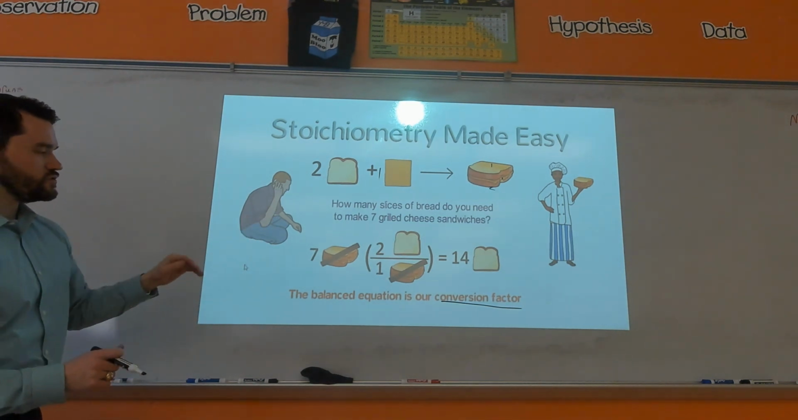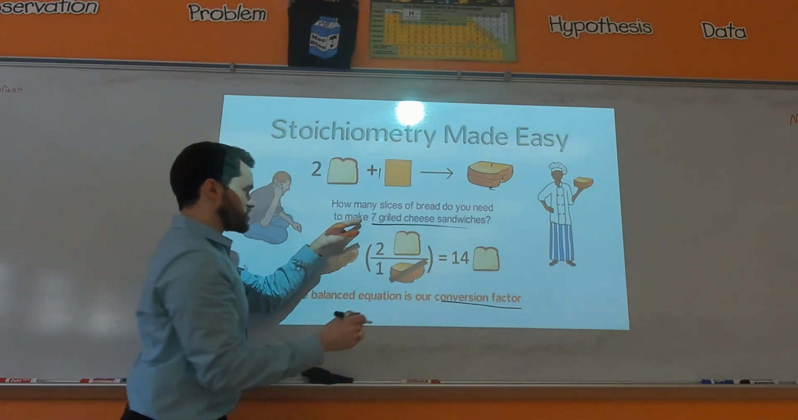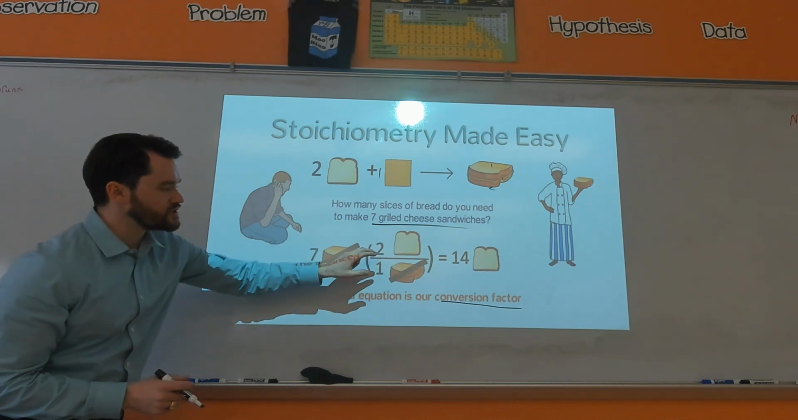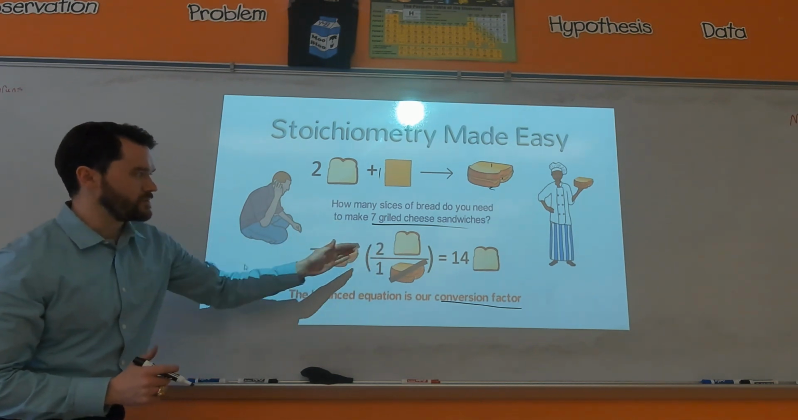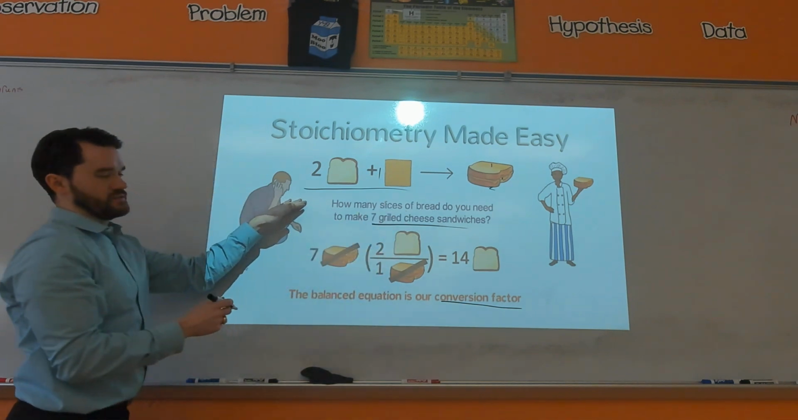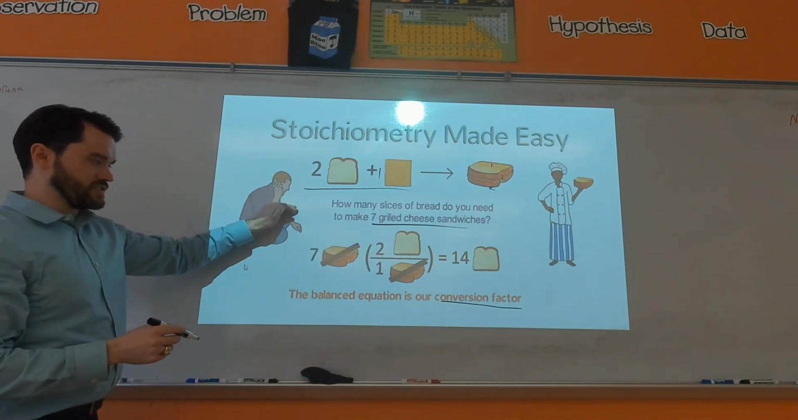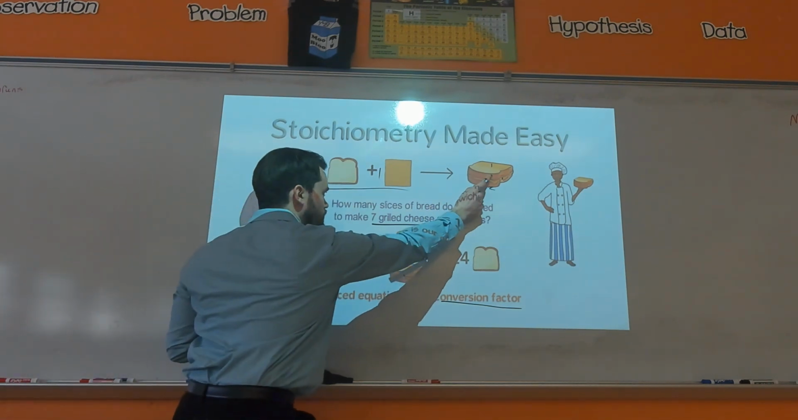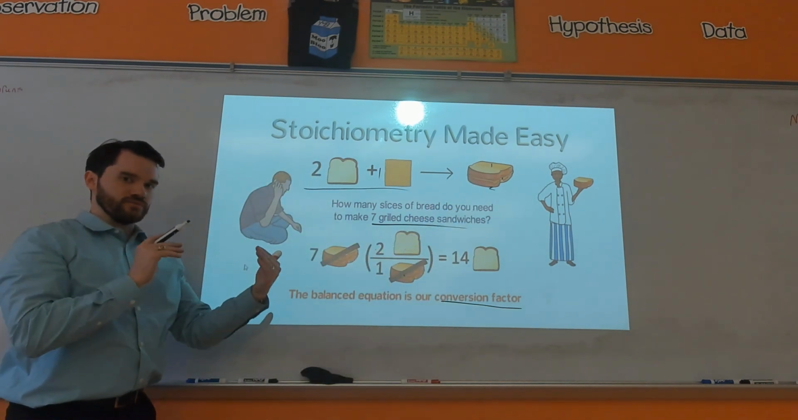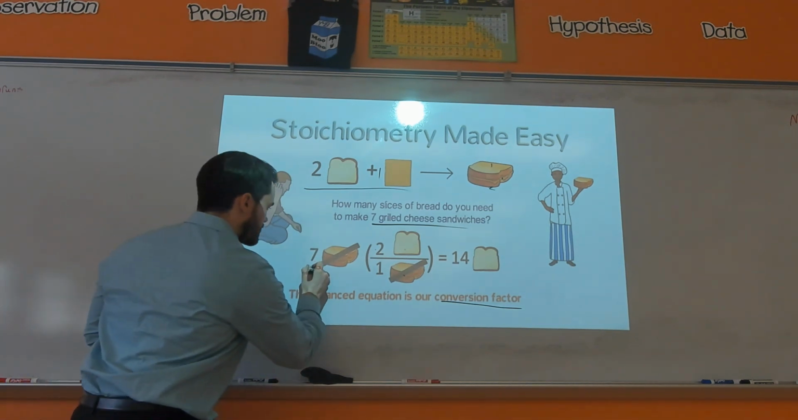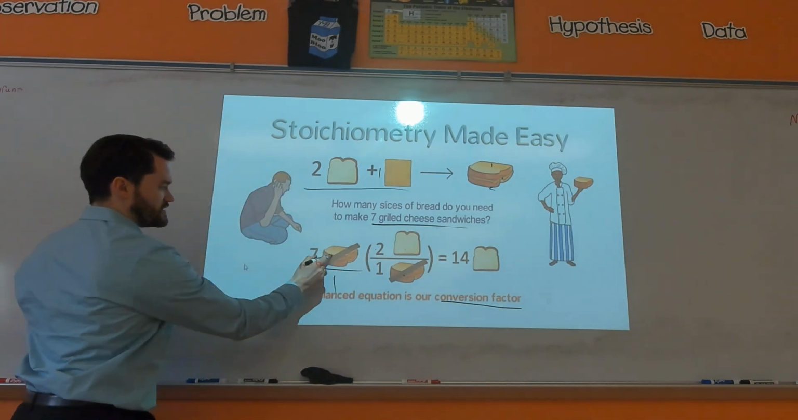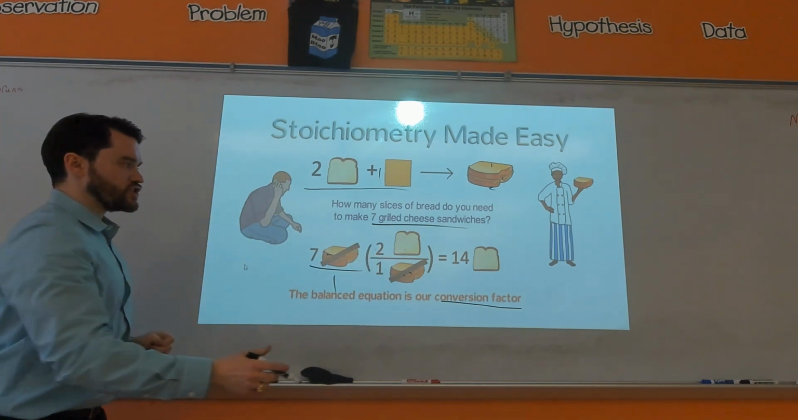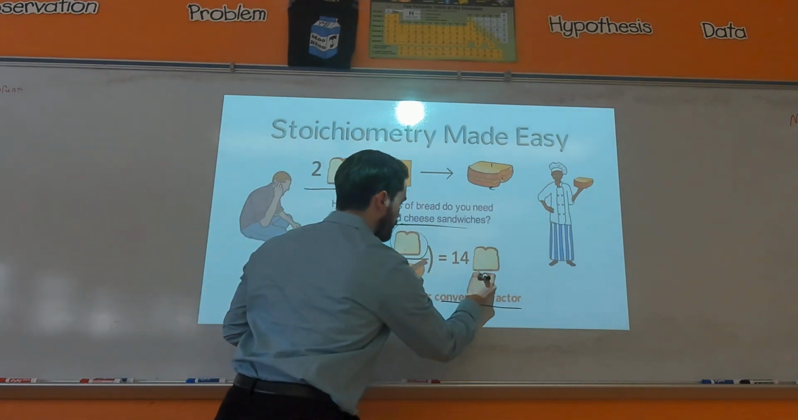So how it would work is, start with what you know. You know you have 7 grilled cheese sandwiches, so 7 grilled cheese. Now your conversion factor, you get this ratio from the balanced equation. The two slices of bread for every 1 grilled cheese sandwich you make. And when you're doing the review of mole stuff, you could think of this as over 1. And because these are on opposite sides of the fraction, the grilled cheese cancels out. So the unit that you're left with here is bread.